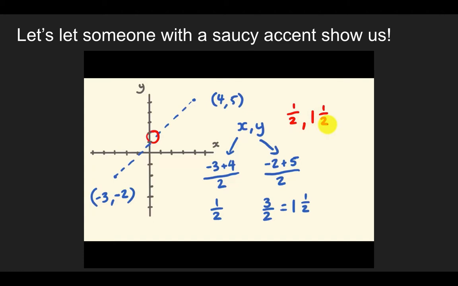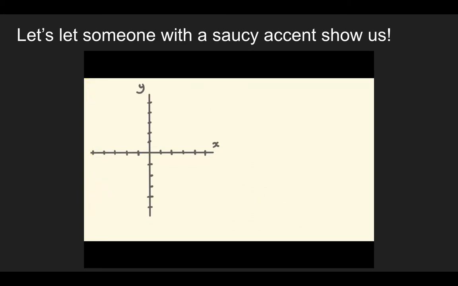What the midpoint formula is basically saying is you get the 2 x values, add them together, divide by 2, then you get the 2 y values, add them together, divide by 2, and you've got your xy midpoint value. Okay, that's really all there is to it. But I'll go through one more example.